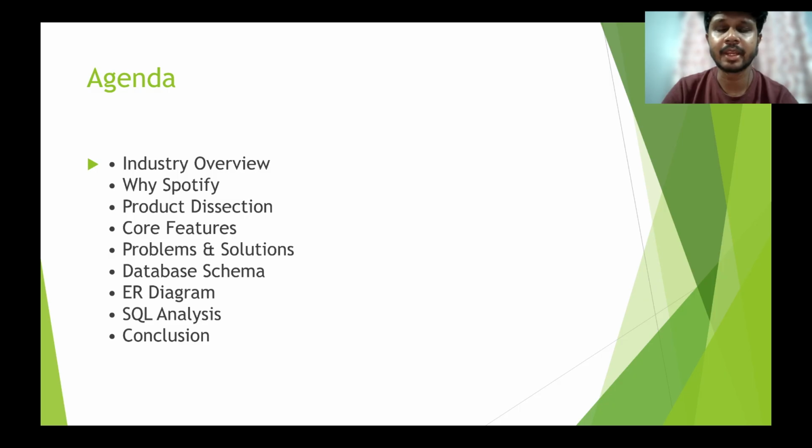Before we begin, let me briefly explain today's agenda. First, I will introduce Spotify and explain why I selected it for this project. Next, I will discuss Spotify's business model, its core features, and the real-world problem that it solves. After understanding the product, I will explain the database schema that I designed using PostgreSQL. I will also explain the entity relationship diagram, also called the ER diagram, and describe how tables are connected.